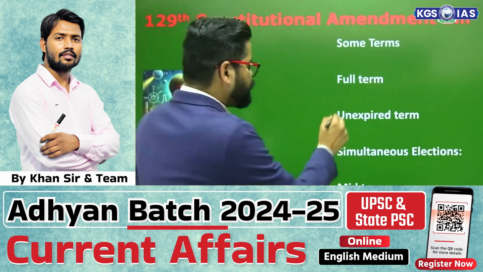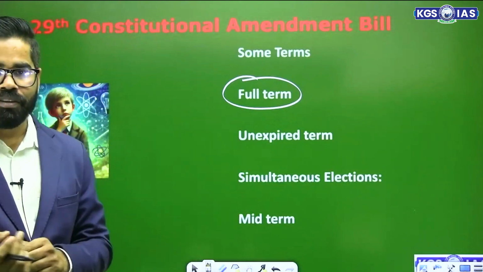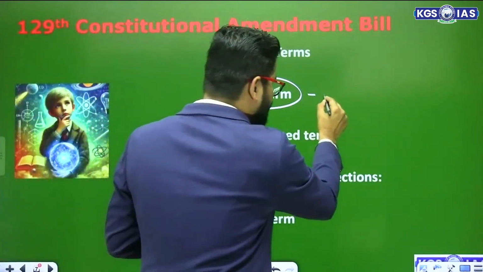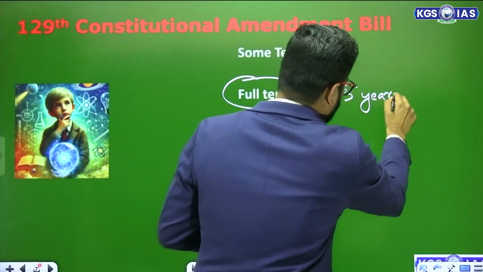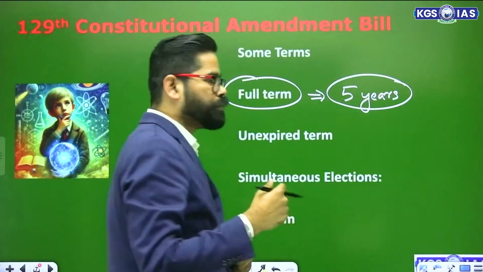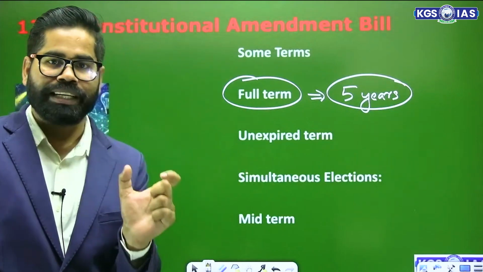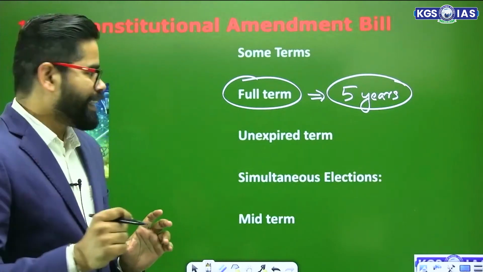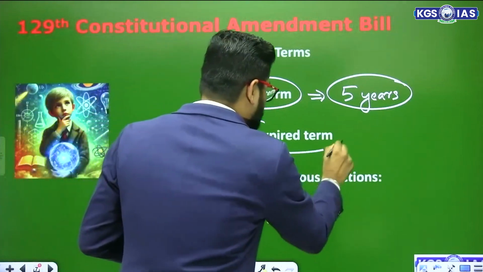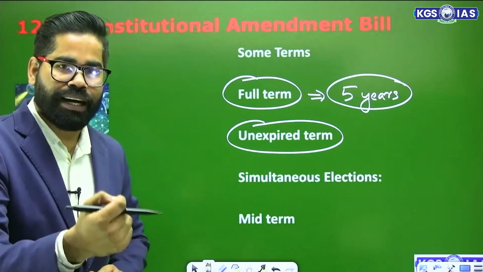So one of the terms is full term. Full term has been defined now: full term will be equal to 5 years, which has been defined under this 129th Constitutional Amendment Act. The second thing is unexpired term. So what is the meaning of this unexpired term?